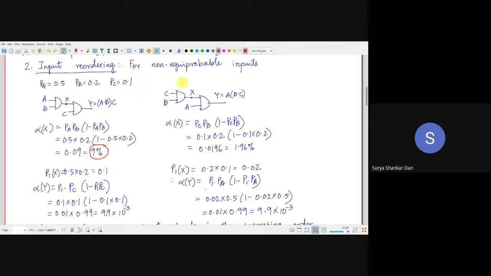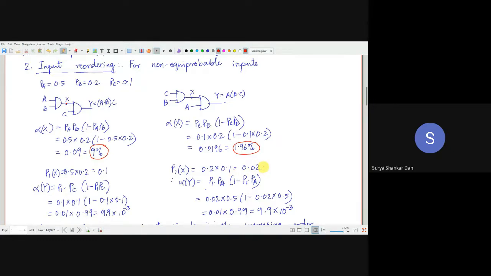Now, in this case, all I've done is, instead of ABC, I have put BC into A. So first I'm taking the product of this. Over here, what is the value of alpha x? PC into PB, into 1 minus PC into PB. That is only 1.96%. That is for the node X, where Px is simply 0.2 into 0.1, that is 0.02. Here, it is 0.5 into 0.2, that is 0.1.